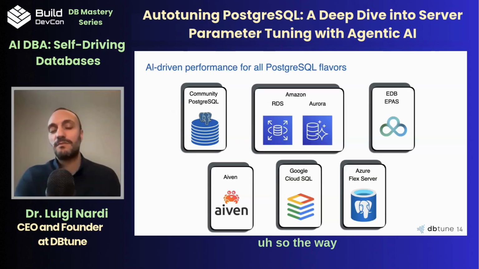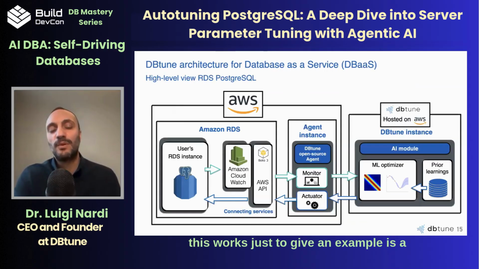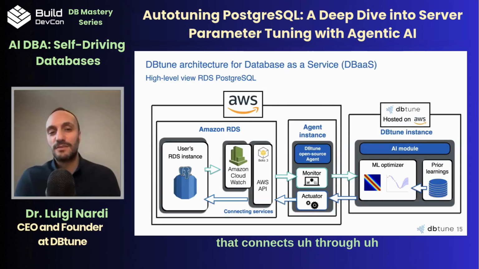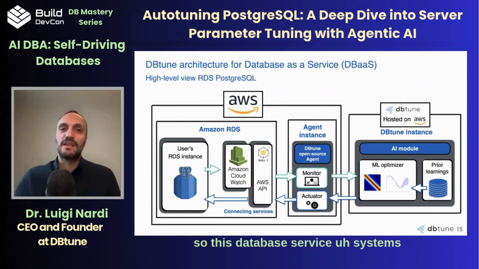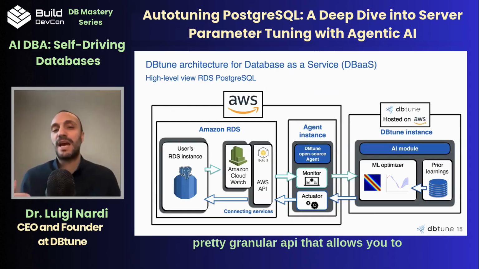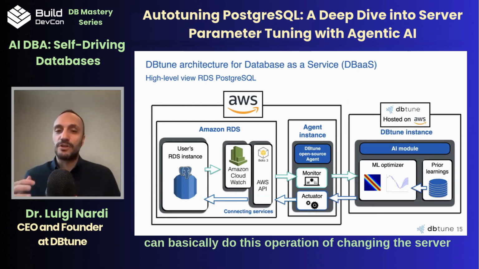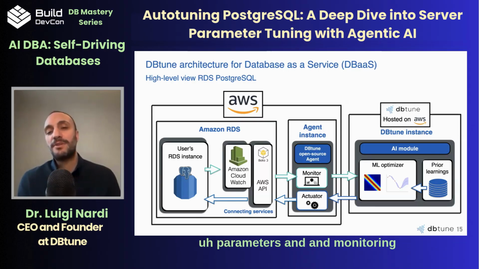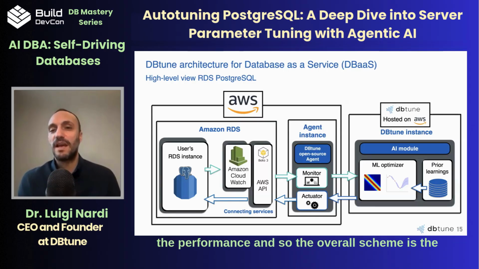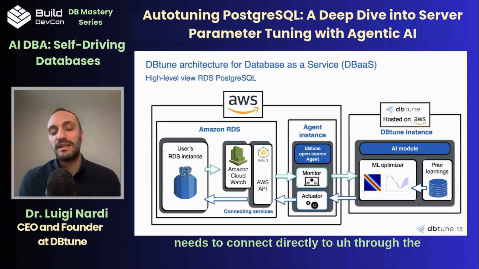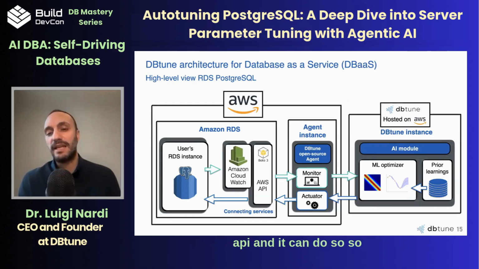So the way this works, just to give an example, is a slightly different mechanism. So you still have the agent that connects to Postgres through the API. These database-as-a-service systems offer a pretty granular API that allows you to connect to the database service, and you can basically do this operation of changing the server parameters and monitoring the performance. And so the overall scheme is the same. It's just that the agent needs to connect directly through the API, and it can do so.